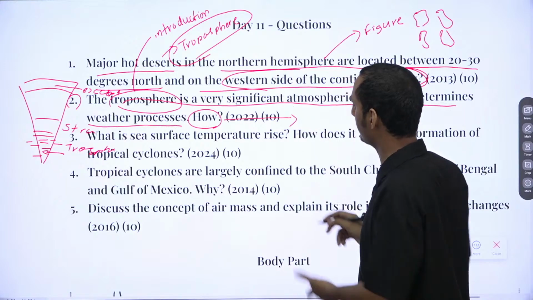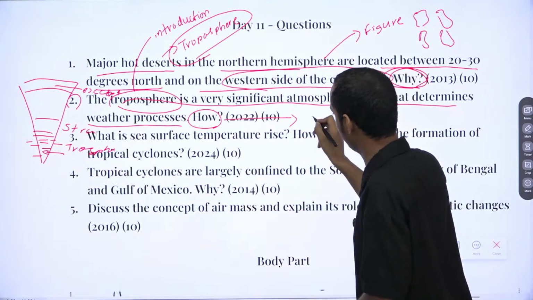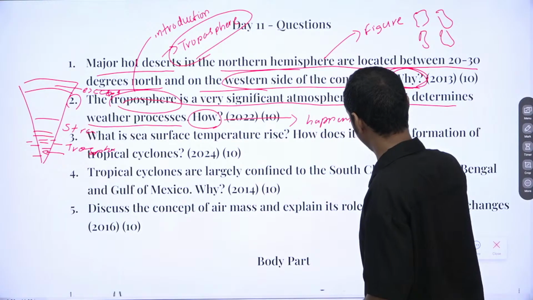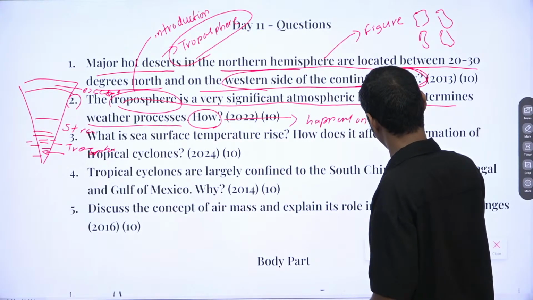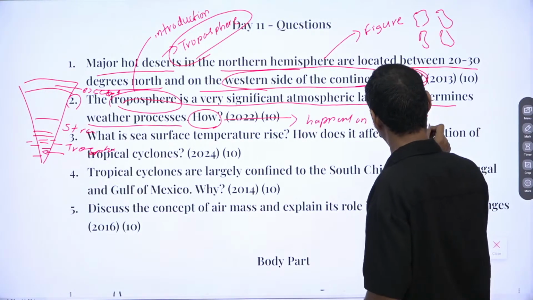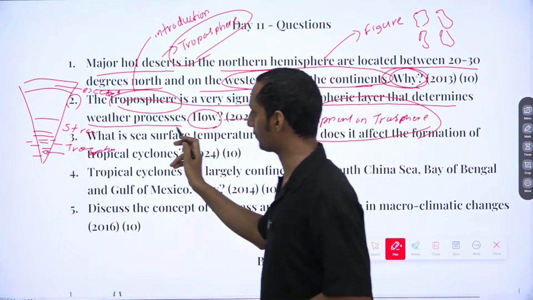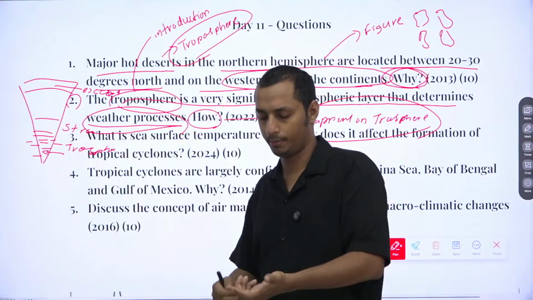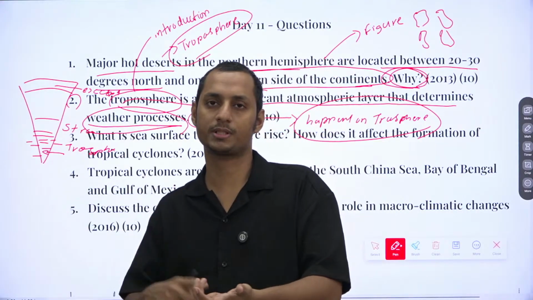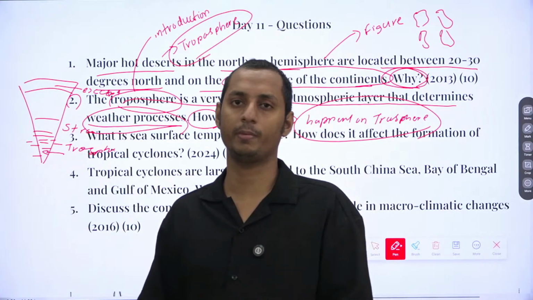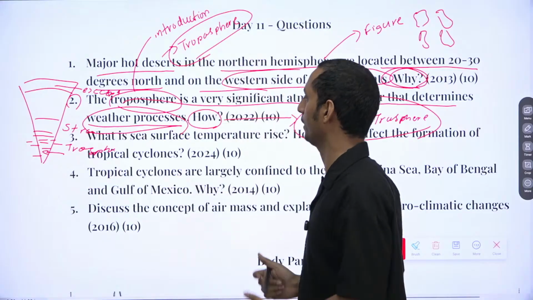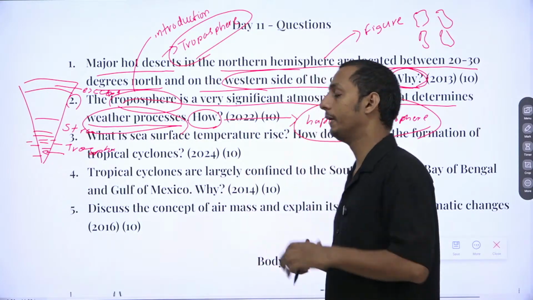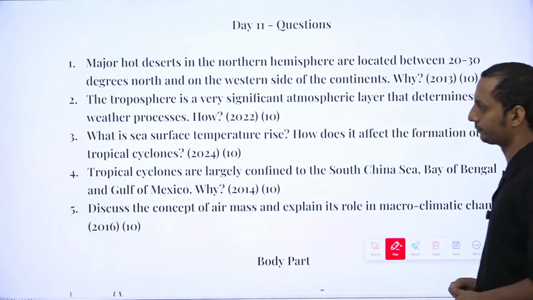Mention why all these weather processes happen on the troposphere. You can mention all these weather processes in the introduction also. You can mention that the troposphere is the lowermost layer wherein all the weather processes such as cloud formation, rain, and all these factors come. Also mention the reasons why all these factors occur in the troposphere.